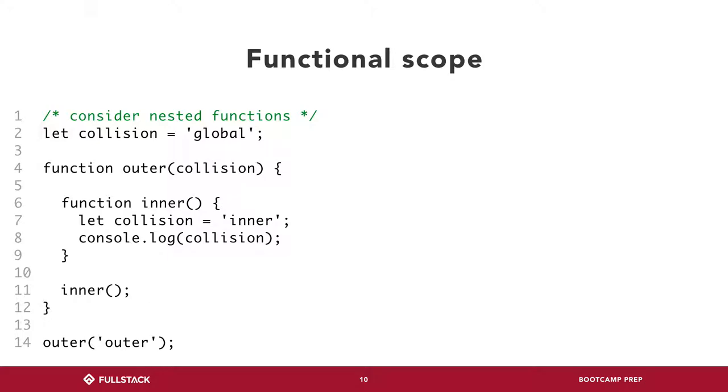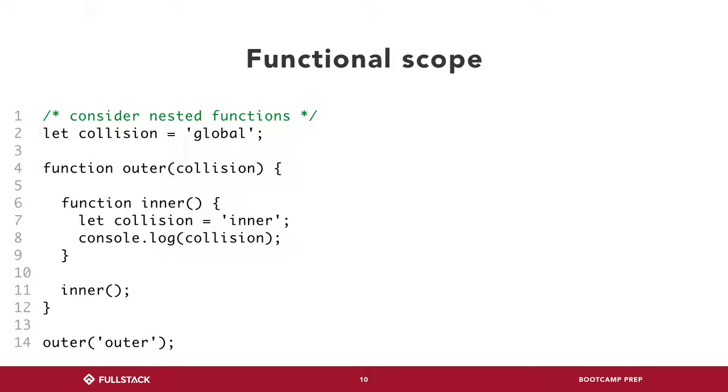But if the let collision equal inner line wasn't there, say it was let collision equal outer, but up under function outer, the parentheses there were left blank, what would it be then? Wait, so if this was let collision equals what? Yeah, say you just raise that one shell out. Oh, raise that here? Yeah, and then say you make it equal to outer or something else, and then you call the same function. It would log the new thing, whatever you put.